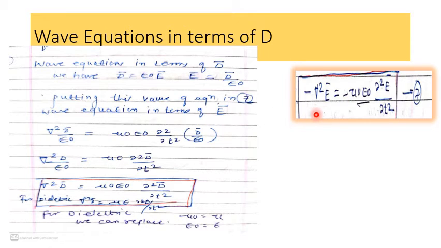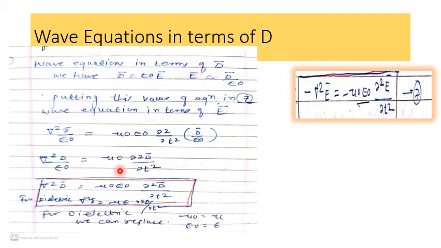Therefore the wave equation in terms of e bar is: del square e bar minus mu 0 epsilon 0 del 2 e by del t square. In this equation, fill in the value of e: del square d bar by epsilon 0, mu 0 epsilon 0 del 2 by del t square of d bar upon epsilon 0. We have filled in the value of e bar as d bar upon epsilon 0. So in this equation, this epsilon 0 and this epsilon 0 get cancelled. Therefore del square d bar upon epsilon 0 is equal to mu 0 del 2 d by del t square.